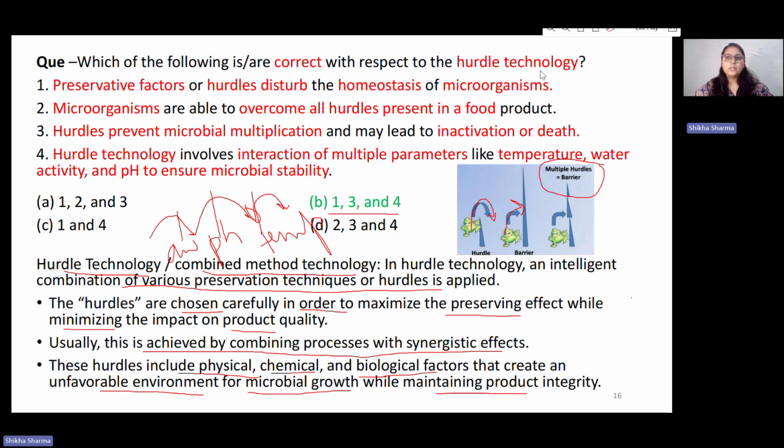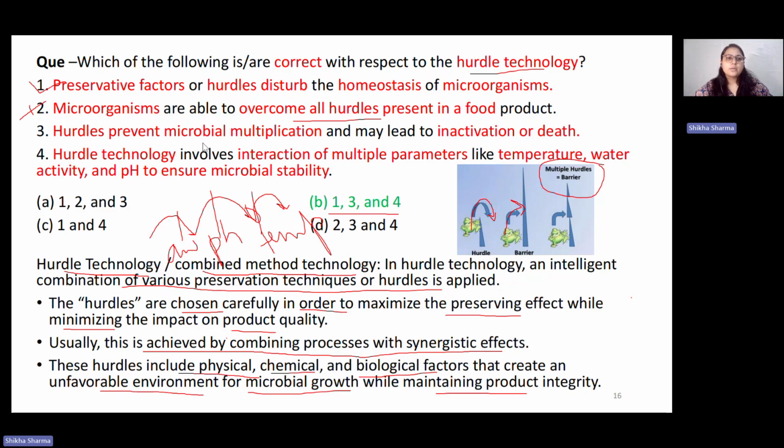So about hurdle technology. So let's see the one, which is preservative factors or the hurdles. It basically going to disturb the homeostasis of microorganisms, so which is true. And then the microorganisms are able to overcome all the hurdles present in a food product, which is false, because it should not overcome or jump over all the hurdles.